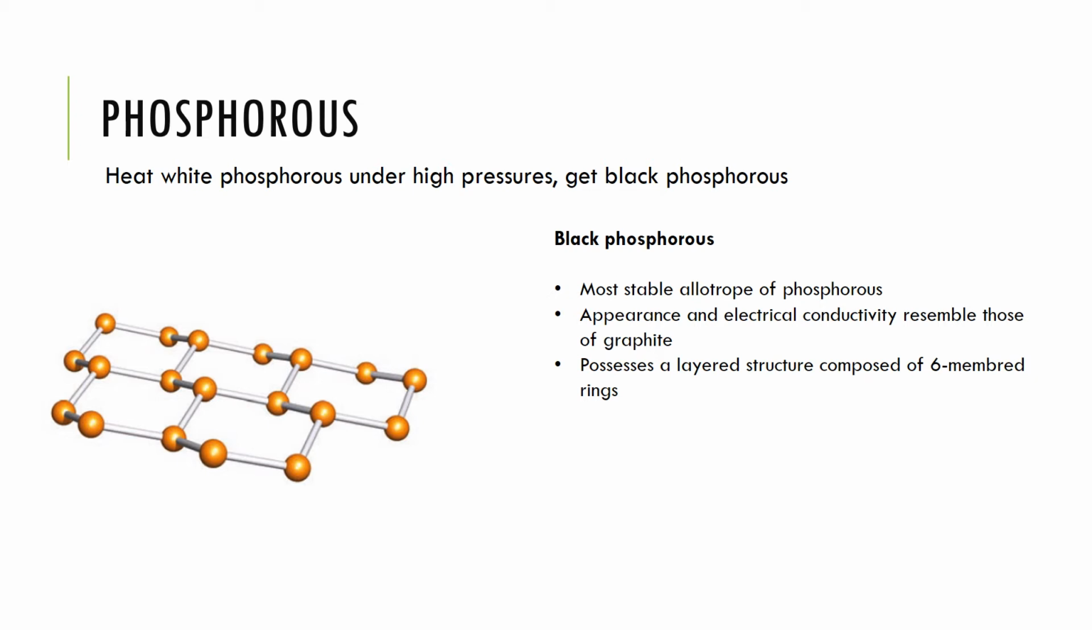Now, if you were to heat white phosphorus at high pressure, then you obtain black phosphorus. And this is in fact the most stable allotrope of phosphorus. And interestingly, its appearance and electrical conductivity resemble those of graphite. So there's an interesting idea.